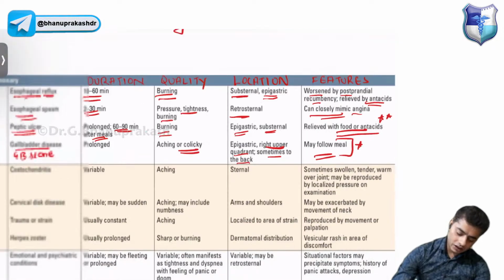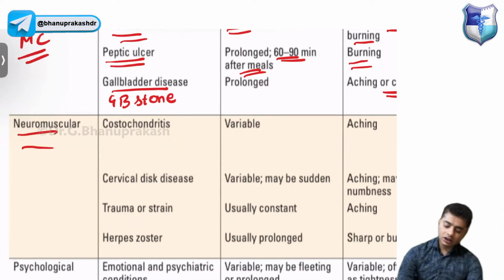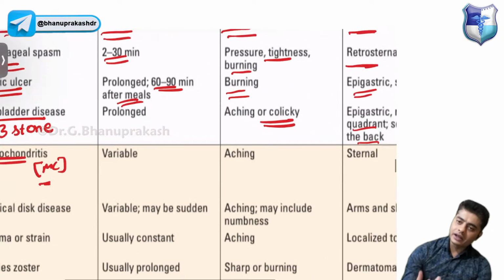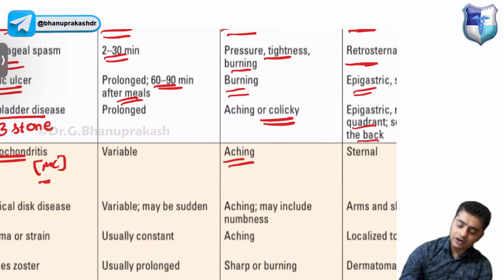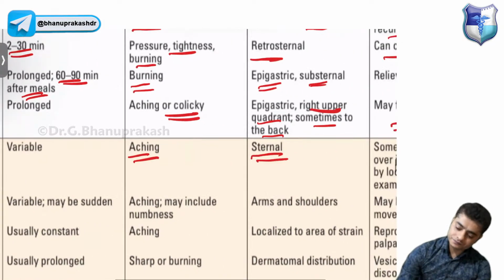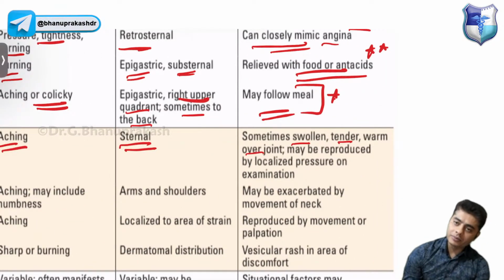Okay. Now in non-cardiopulmonary, the other section is your neuromuscular. In neuromuscular, first is your costochondritis. That is the most common in the neuromuscular region. It is variable. It is an aching kind of pain. It is also sternal in nature, and sometimes swollen, tender, warm over the joint may be there.